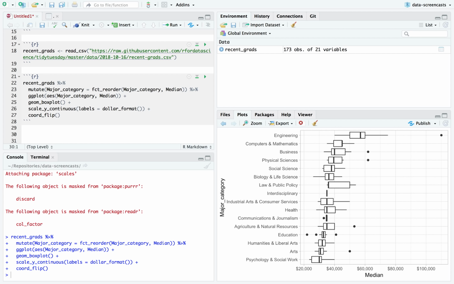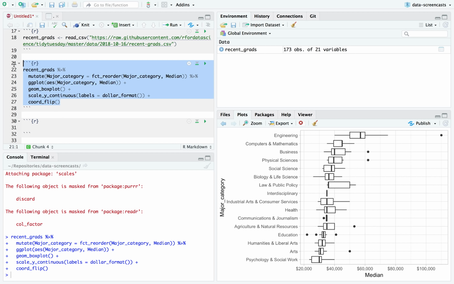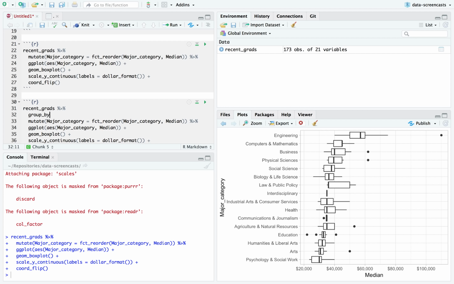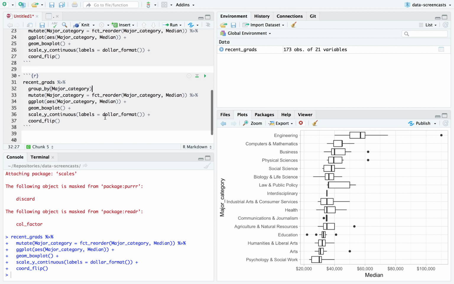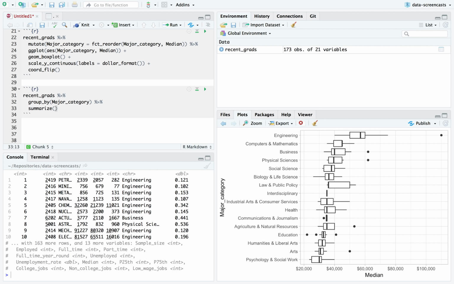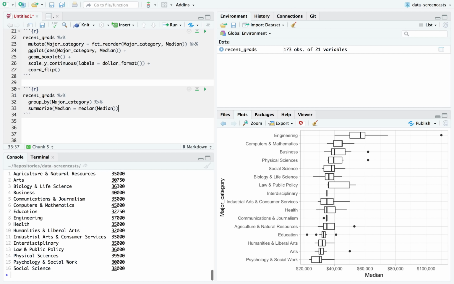Another way we could have shown this would have been to do the median. If you don't care so much about the distribution, and especially if you're showing it to a less technical audience, instead of showing the full distribution, I'm going to group by major category, summarize to find the median, and then plot. Well, it'll be almost the same graph.